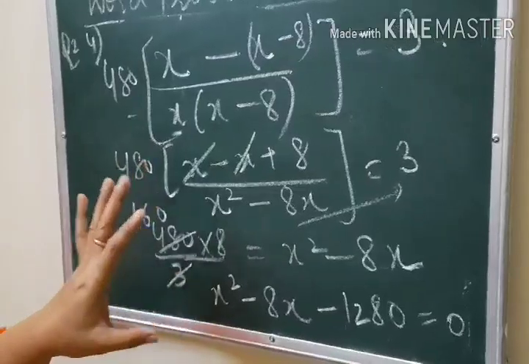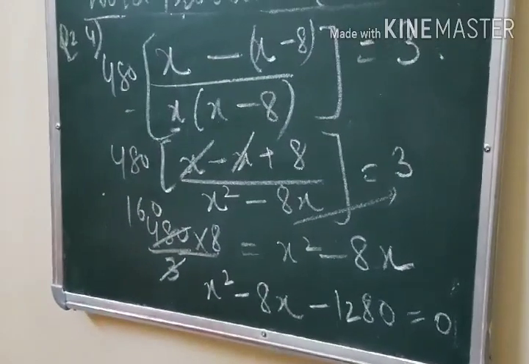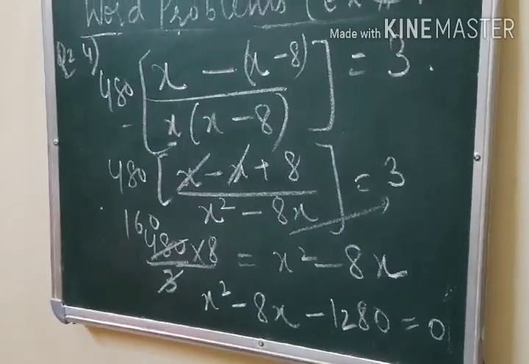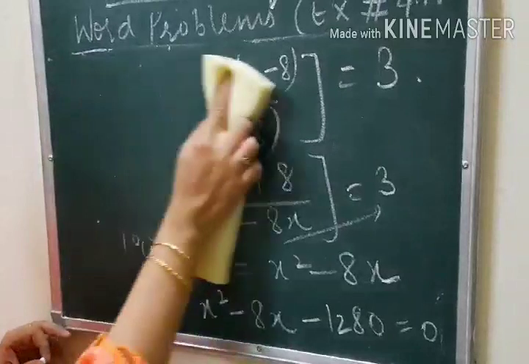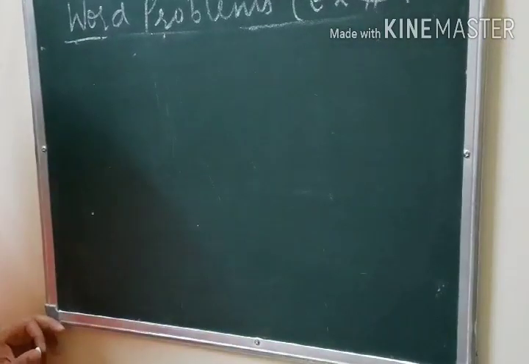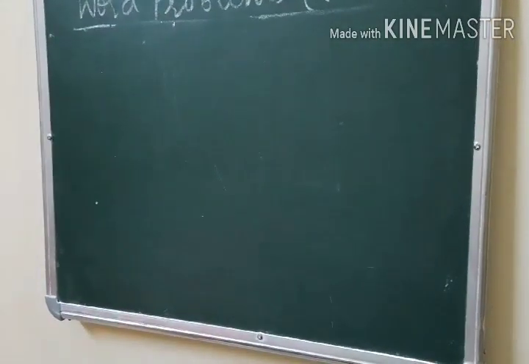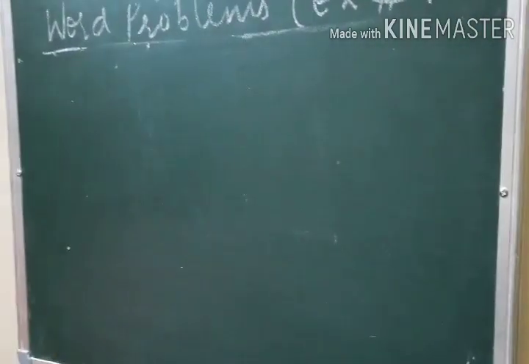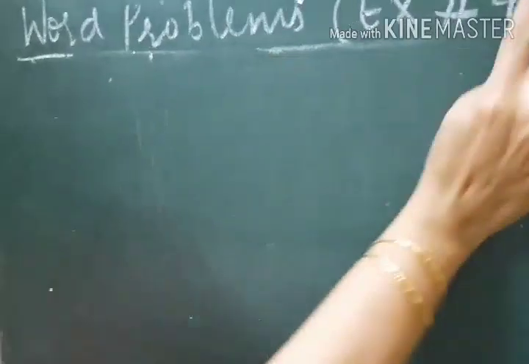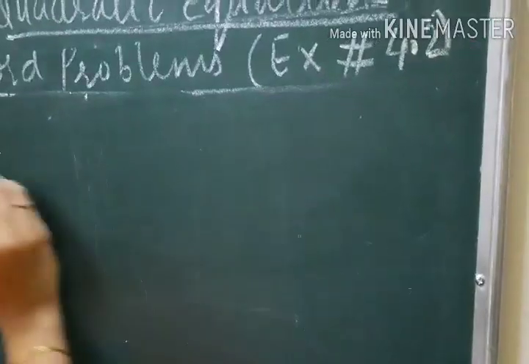So this was your fourth part of exercise 2.1. Now we will move on to exercise 4.2 word problems also. We will be completing the word problems of 2 exercises today, and you will be completing the questions. Now question number 3 of 4.2. I am starting with 4.2 word problems now.